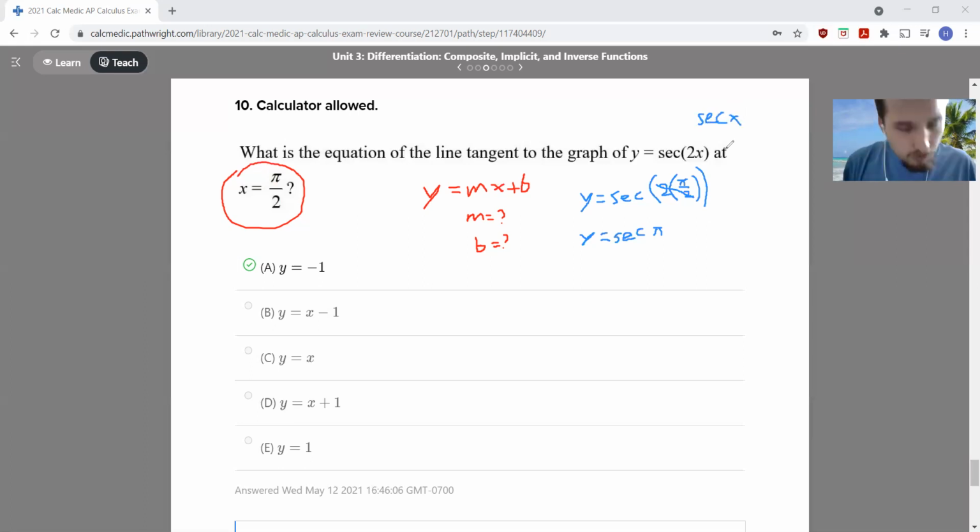Ooh, my back. Oh, my back's getting a little messed up here. Okay, let me just stretch a little bit.